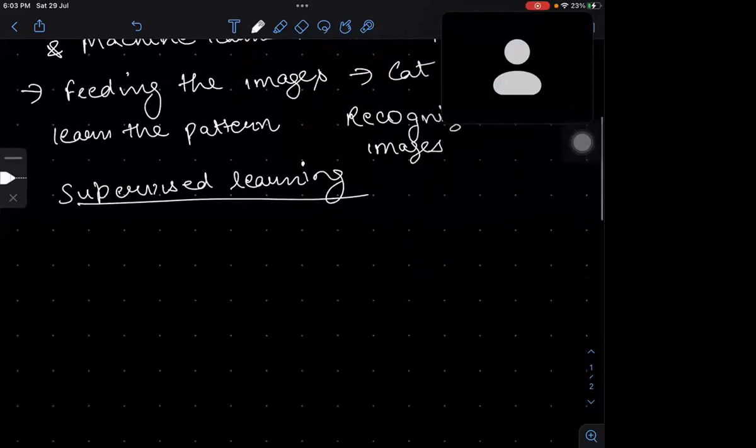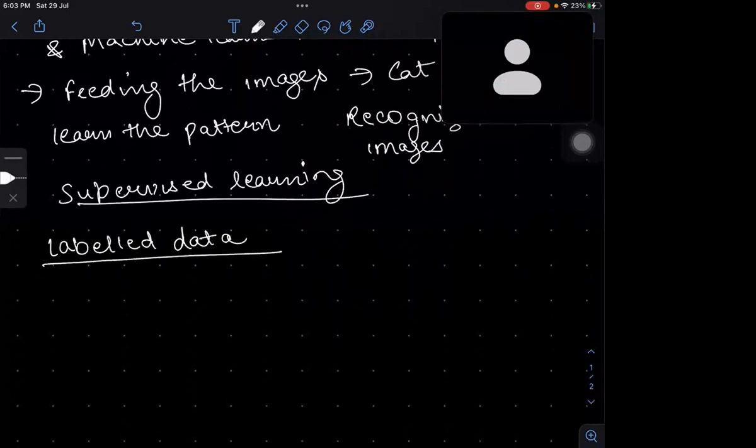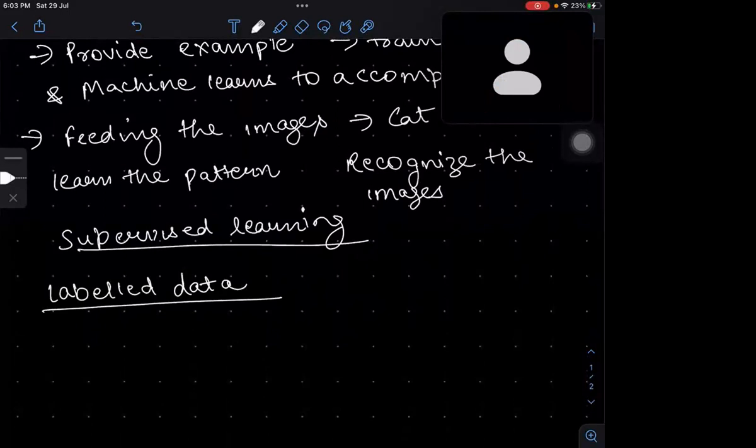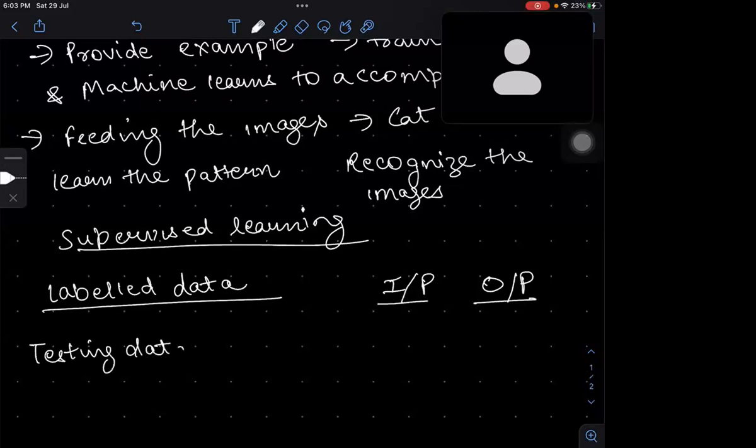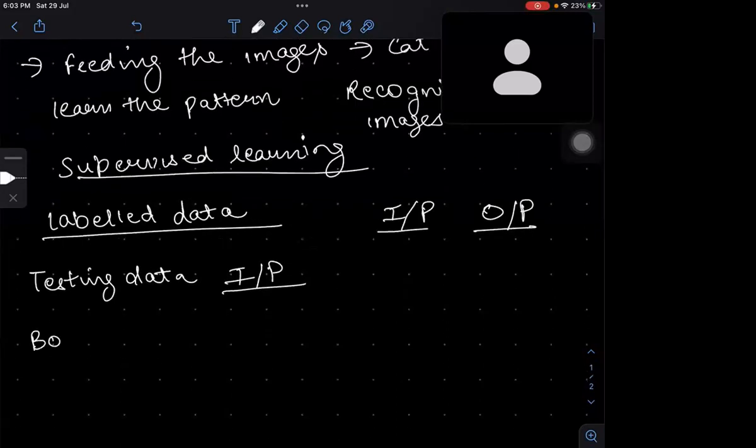In supervised learning, we are given labeled data. Labeled data means I'm giving the data, this is the input and this is the output. I'm giving the input as well as the output, and then I'm giving the testing data to test whether this input corresponds to that particular output or not. So in supervised learning, input is given, output is given.